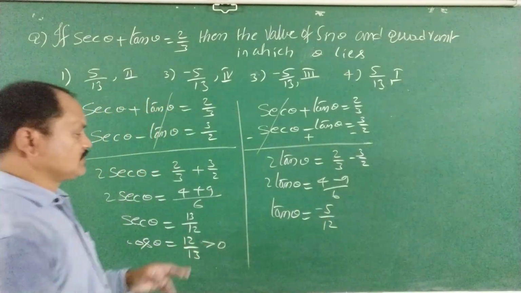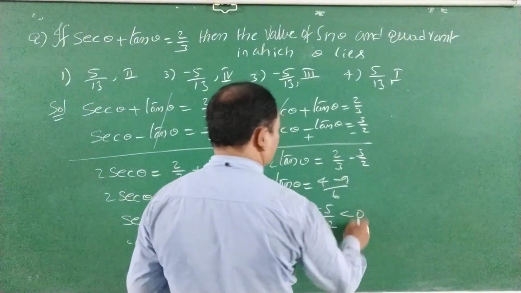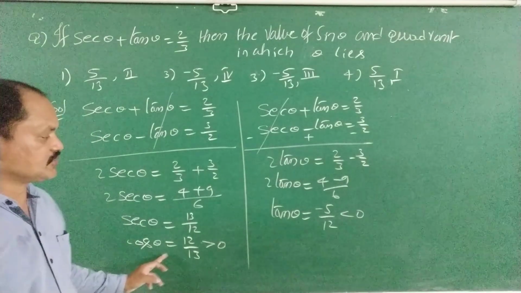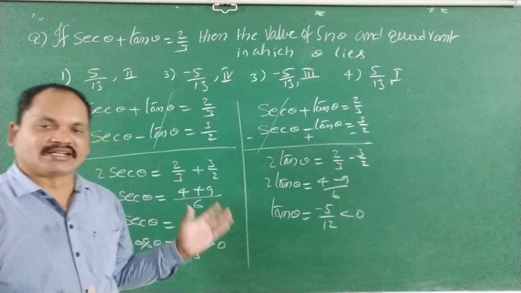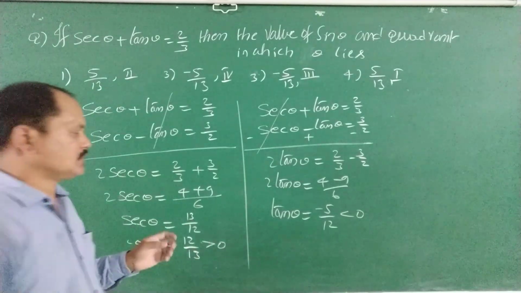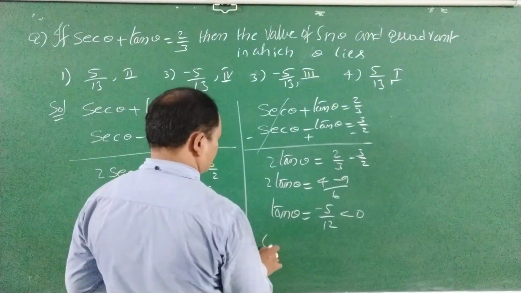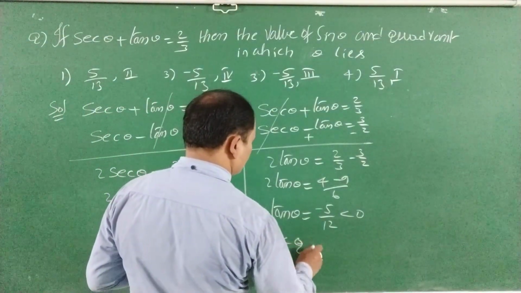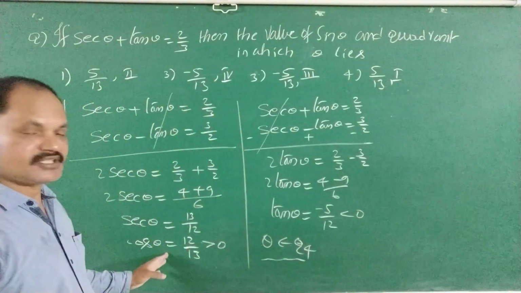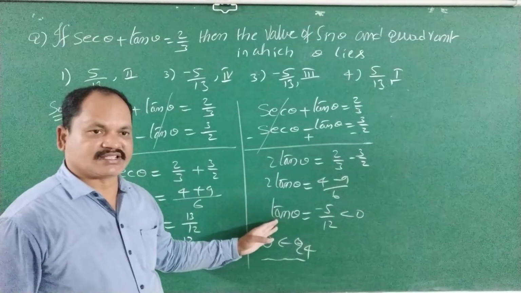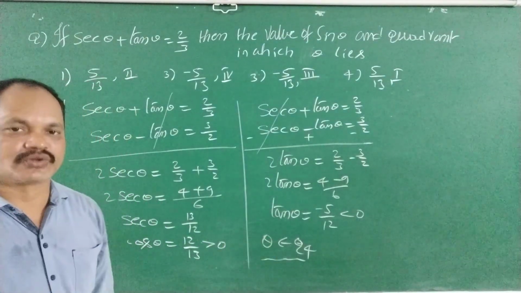So observe, this is negative. So cos is positive and tan is negative. When is that possible? That is in Q4. So theta belongs to Q4. Since cos is positive and tan is negative, that's why theta belongs to Q4.